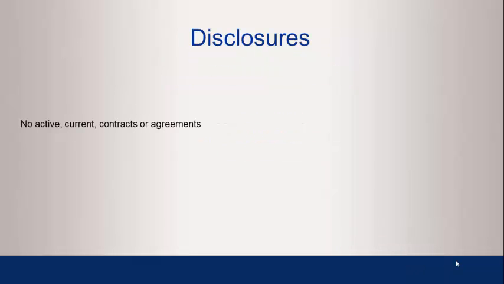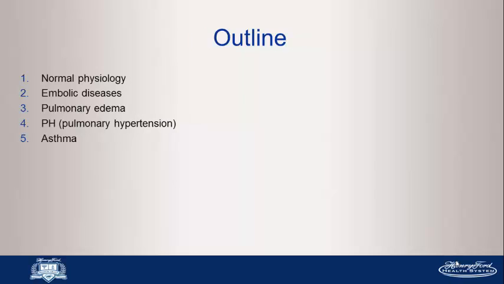I don't have any disclosures today. I'll be talking about normal physiology or physiological changes in pregnancy, embolic disease in pregnancy, and this includes venous thromboembolism, PE, amniotic fluid embolism, and air embolism. We'll talk a little bit about pulmonary edema in pregnancy, pulmonary hypertension in pregnancy, and asthma.